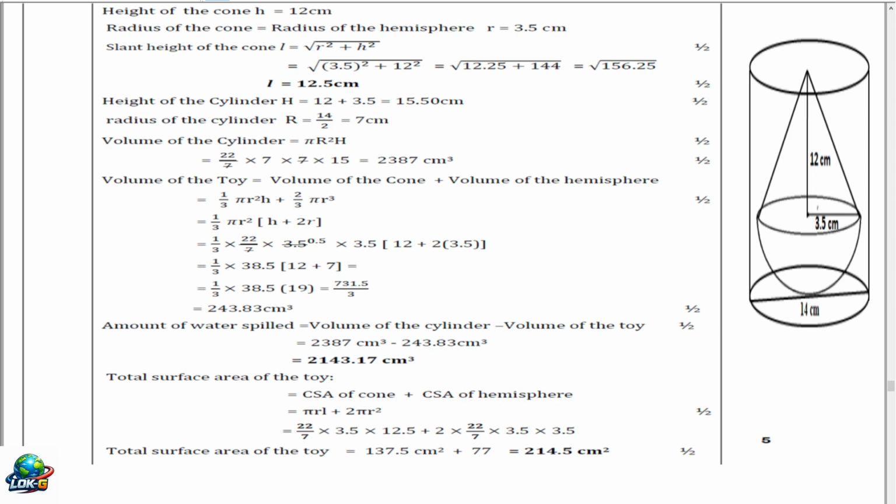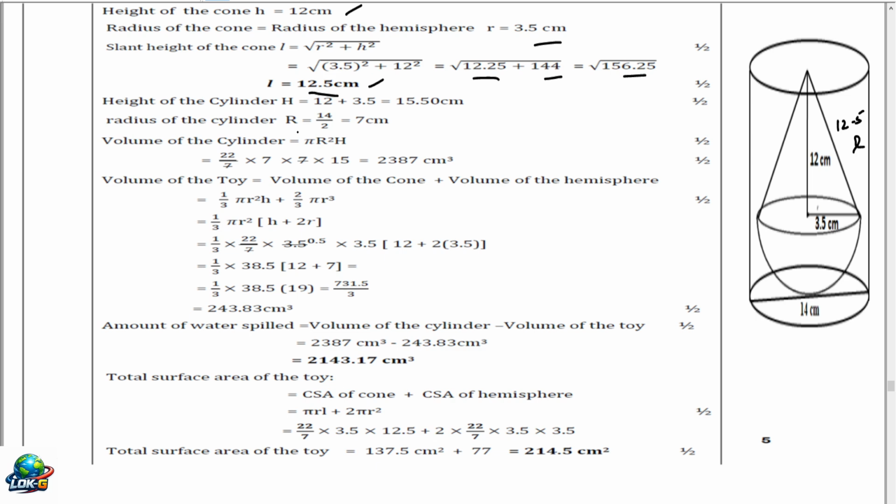Okay, fine. Let us take the problem now. The height of the cone is 12 centimeter. I have given the diagram again for your reference here. The radius of the cone and the radius of the hemisphere will be the same, 3.5. Slant height is root of r square plus h square, which is 3.5 square plus 12 square, 12.25 plus 144, root of 156.25 is a perfect square, 12.5. Therefore, the slant height is 12.5.